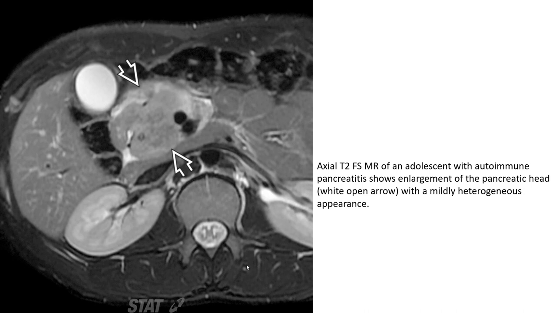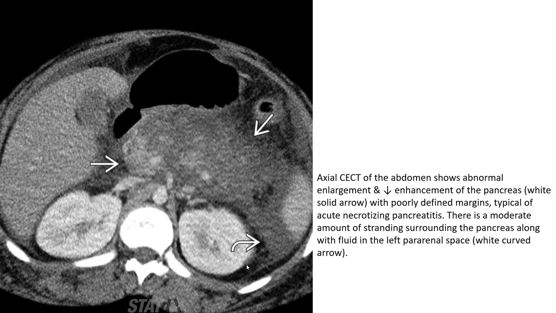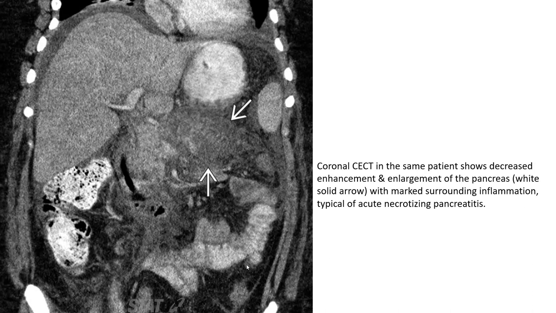Axial T2 fat-saturated image of an adult with autoimmune pancreatitis shows enlargement of the pancreatic head, indicated by the open arrow. Axial contrast-enhanced CT of the abdomen shows abnormal enlargement and decreased enhancement of the pancreas, with poorly defined margins. Coronal contrast-enhanced CT in the same patient shows decreased enhancement and enlargement of the pancreas.